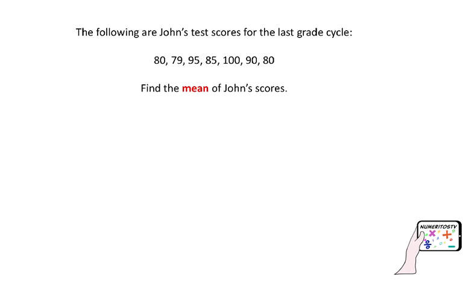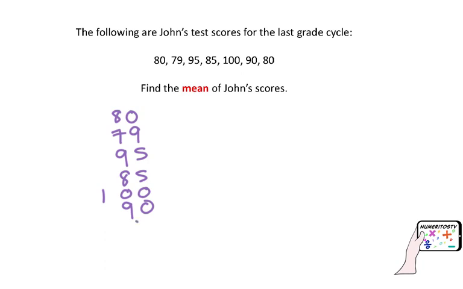Let's do other examples. The following are John's test scores for the last grading cycle: 80, 79, 95, 85, 100, 90, and 80. Let's find the mean of John's scores. So we know that the mean is the average. So we are going to find the average of these test scores, and by that I am going to add them up. So I'm going to pile these numbers vertically so I can add them easily.